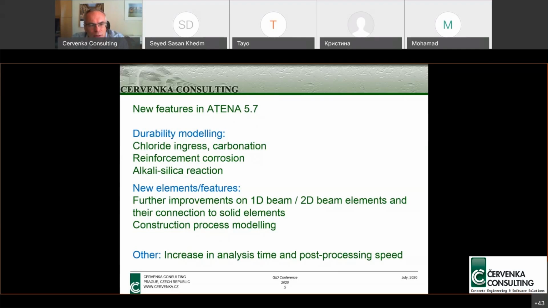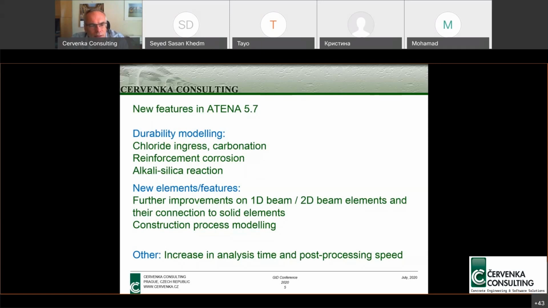Another new model is the alkali-silica reaction. This is the reaction between the aggregates and the contents in the cement, which causes the expansion of the aggregates, which causes microcracking and basically degradation of the material.